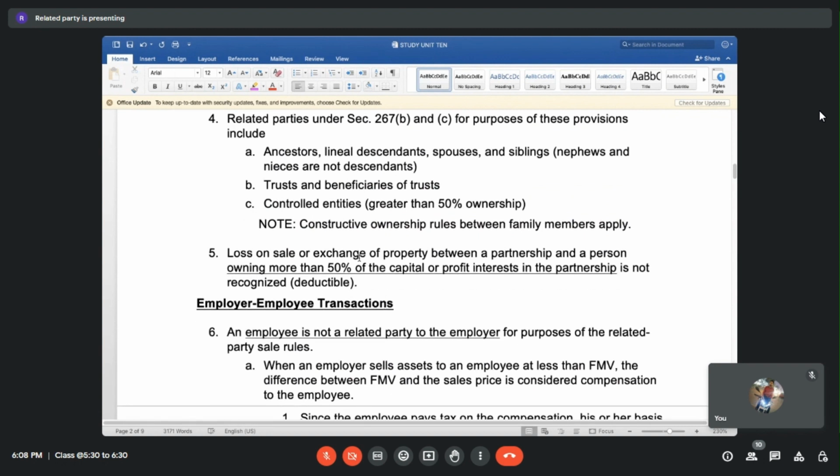Any loss on sale or exchange of property between a partnership and a person owning more than 50% is not recognized. If any partner or shareholder who owns more than 50% of the capital is doing some transaction with the partnership, then any loss is not deductible, and gain will come up at ordinary rate. No loss is deductible.